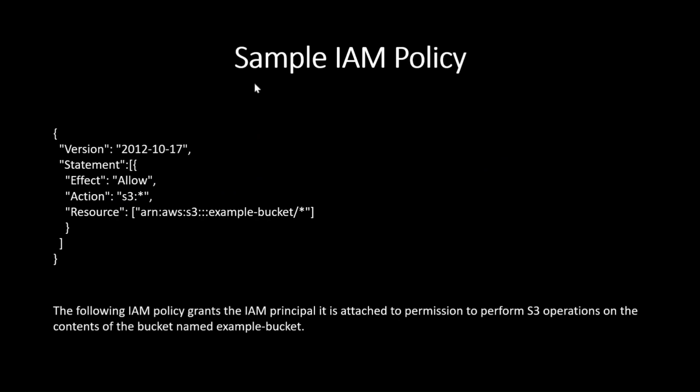So now this is a sample IAM policy, how the policy looks like. In this policy the effect is allow on the resource example bucket and the action is S3 star. This policy grants the IAM principal it is attached to permission to perform S3 operations on the contents of the bucket named example bucket.